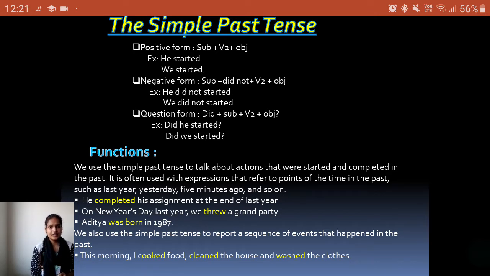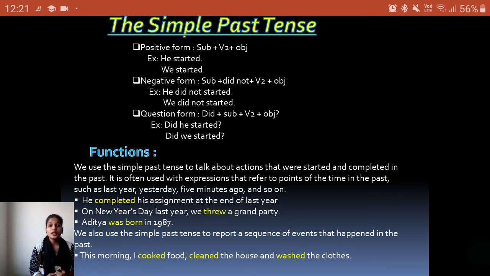Now how do we write negative form? In negative form, first the subject the sentence is about, plus did not. Did here is the auxiliary. In negative form we use did as the auxiliary. So did not, not is compulsory in the negative form, plus verb second form, plus object, the rest of the sentence. Example, he did not started. He is the subject, did is the auxiliary, not for negative form, and started is the rest of the sentence. We did not started. We is the subject, did is the auxiliary, not for negative form, and started, the verb second form.